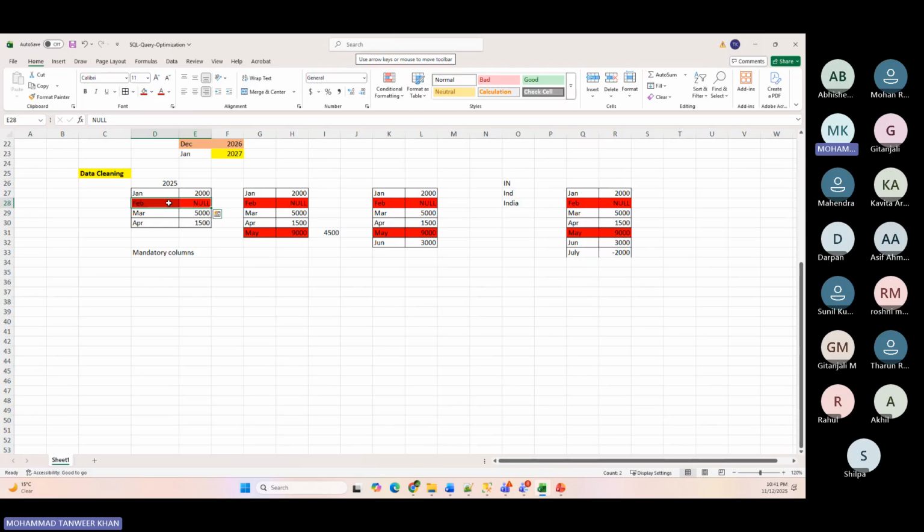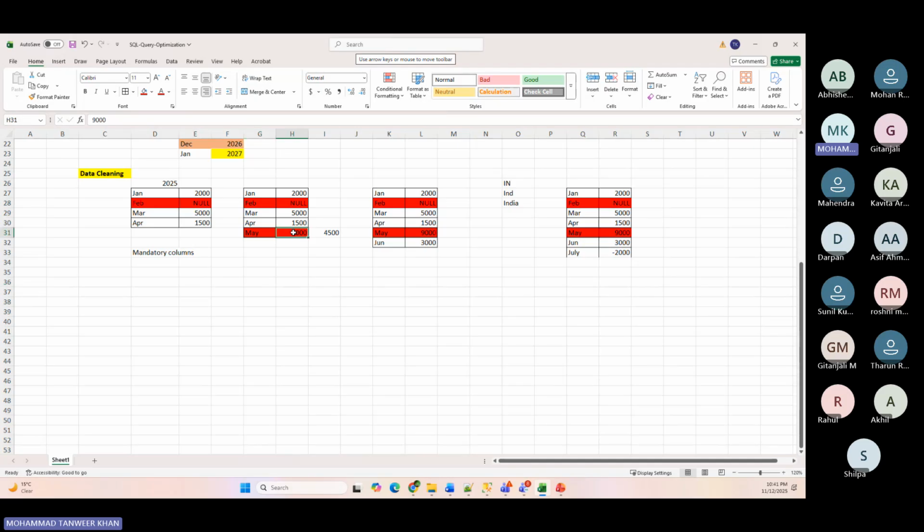These records have been rejected. If anyone is working on Azure, when you run the pipeline, you will see the stats, how many rows it has read and how many have been loaded. From that, you can find how many records have been rejected. Anyway, this is one data cleaning activity. You have to clean all these records.